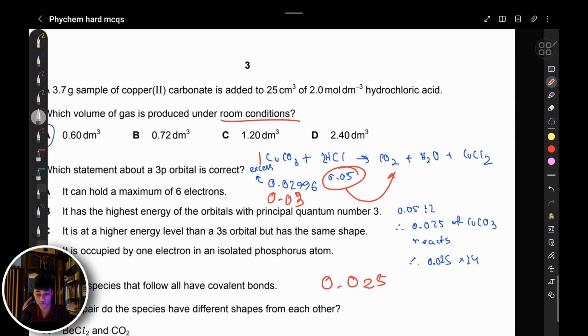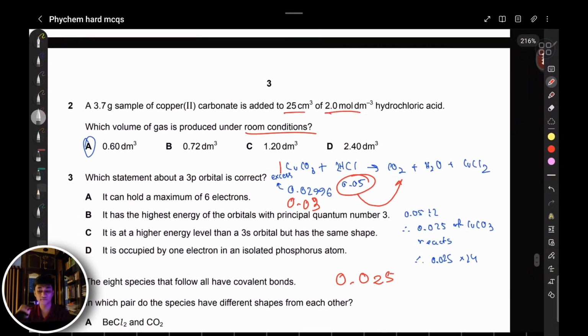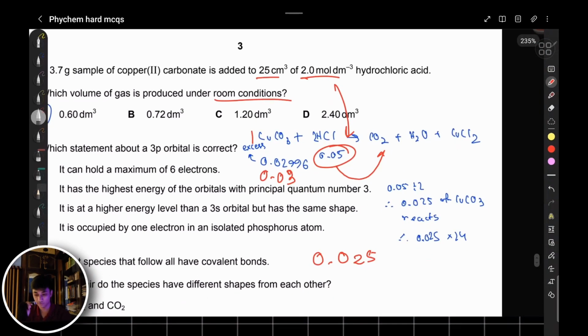So you use the moles of HCl, and they have already mentioned the volume and concentration to get the moles of HCl. So yeah, if you get the moles of HCl, use that ratio 2:1. So it's going to be 0.025 again of CO2 that is going to be produced. If 0.025 moles of CO2 is produced, now you can multiply it directly with 24 dm cube since they have mentioned room conditions. 0.025 times 24, it's going to be 0.6 dm cube.